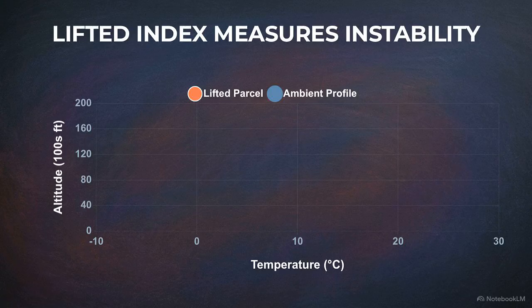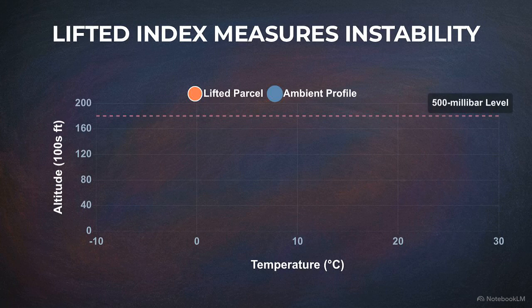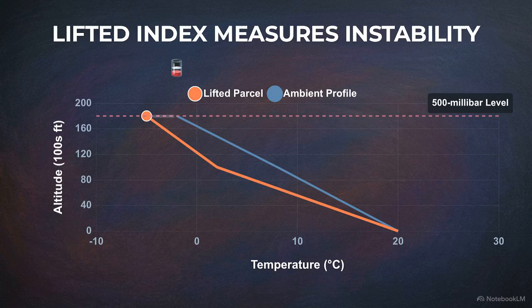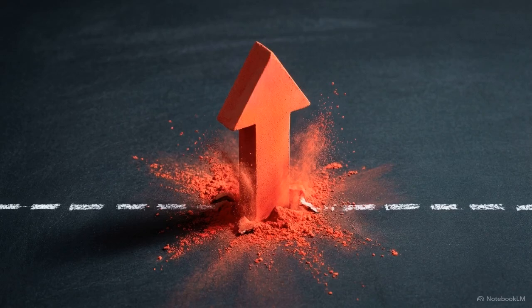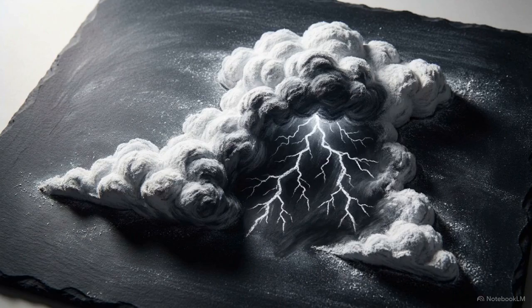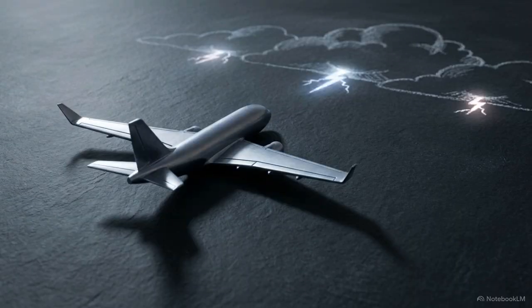Pilots quantify instability before takeoff using the lifted index. It calculates lifting a surface parcel to the 500 millibar altitude. The index compares that lifted parcel's adiabatically cooled temperature against the actual recorded ambient temperature at that same level. If the calculation results in a negative integer, the lifted parcel remains warmer than its environment. That negative index definitively proves the air will continue to rise, confirming deep atmospheric instability and high potential for severe cumulonimbus development. Extreme weather is governed by precise mechanics.